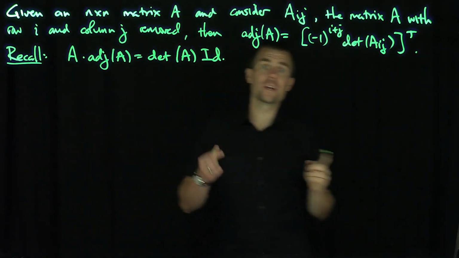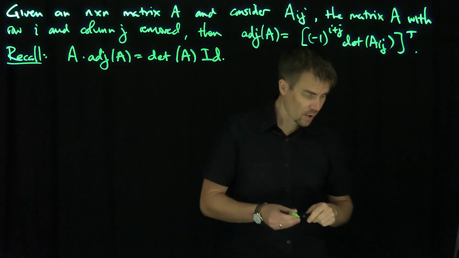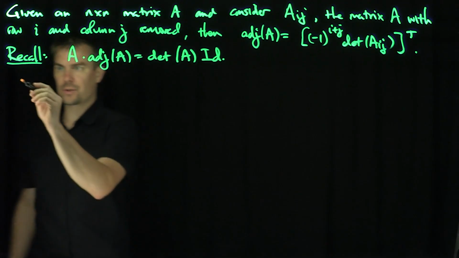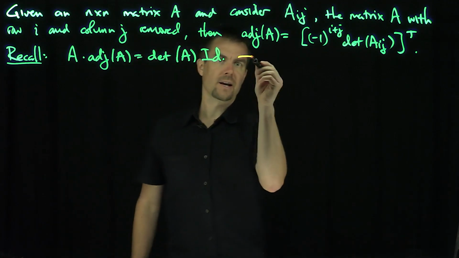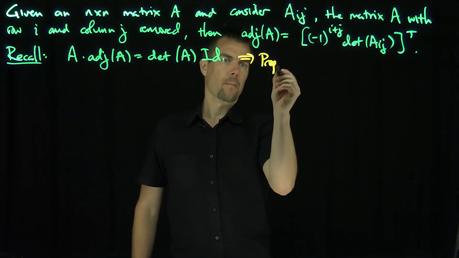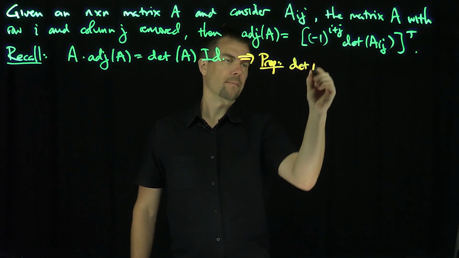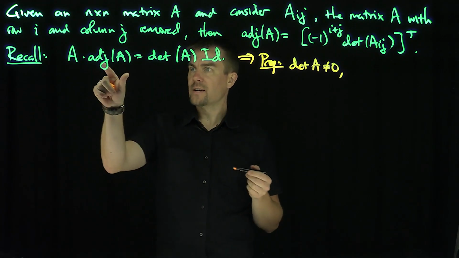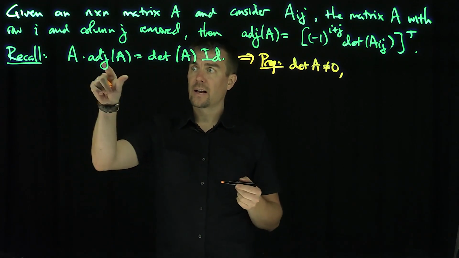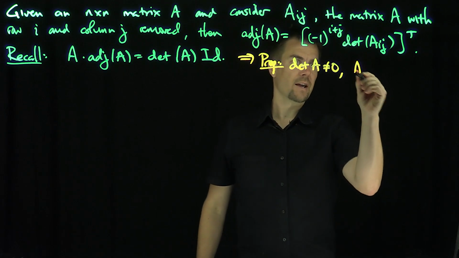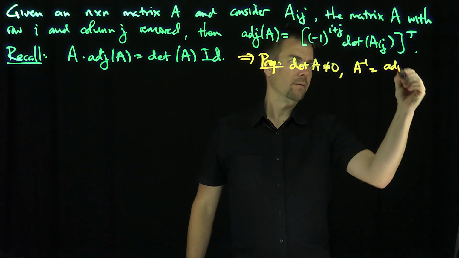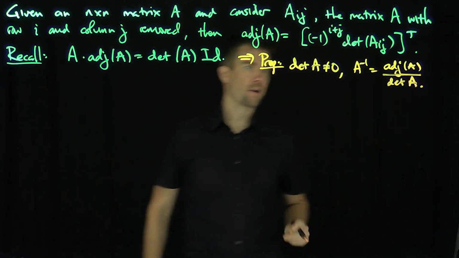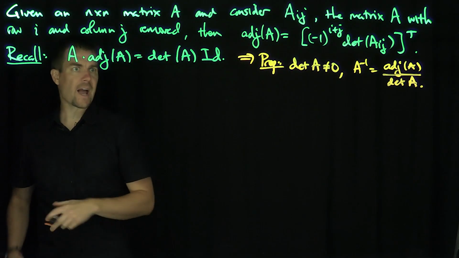And so what are some immediate consequences of this definition? A couple consequences we have are the following. Here's the first consequence, a little proposition. It's the trivial one. This immediately implies that if the determinant of A is not equal to 0, in other words, if A is invertible, then the adjugate of A divided by the determinant of A is the inverse of A. And this implies that A inverse is the adjugate of A over the determinant of A. It gives me a way of computing the inverse from the adjugate.